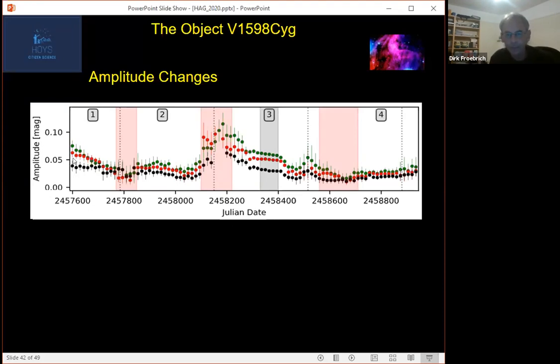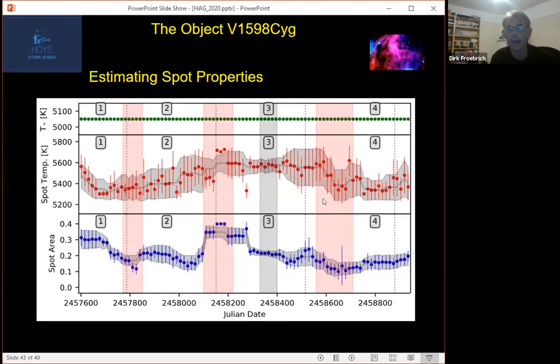And because now we have all these amplitudes over time at different wavelengths, and this is something that no other survey can do, we can now try to simply calculate, if this is a spot, how big is the spot at each of those times, and what is the temperature? And this is the result if you do this.